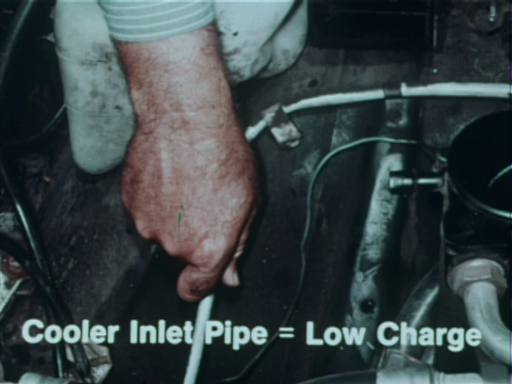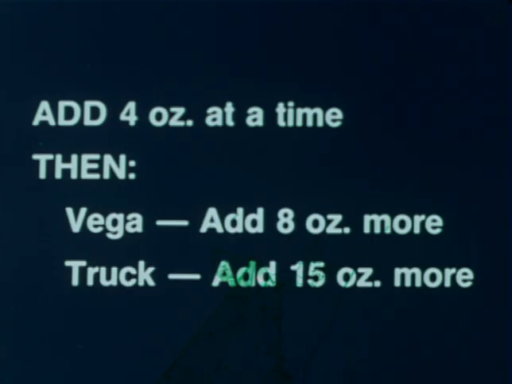If, however, the inlet pipe is cooler than the outlet pipe, check the system for leaks and repair any that are found. When this is the case, refrigerant should then be added 4 ounces at a time until both pipes are the same temperature. Then an additional 8 ounces should be added on Vega or 15 ounces on the light trucks. If adding refrigerant does not equalize the temperatures of the pipes, the system should be purged and the expansion tube checked for blockage.